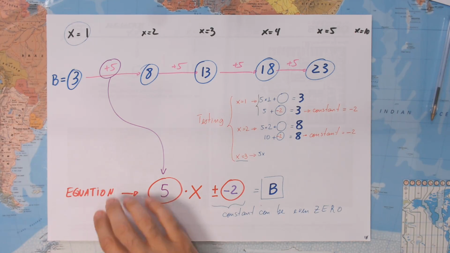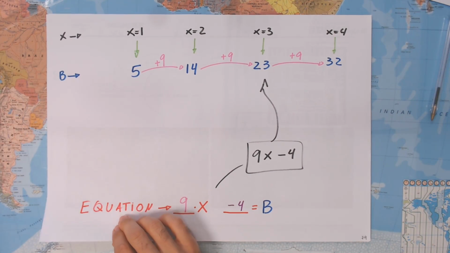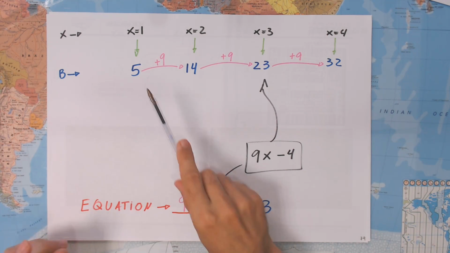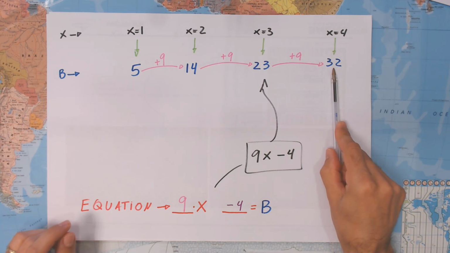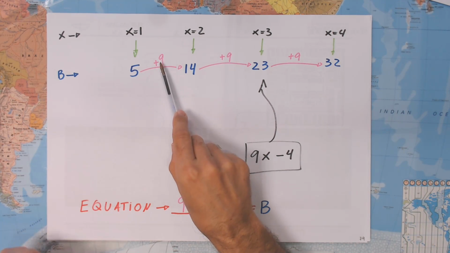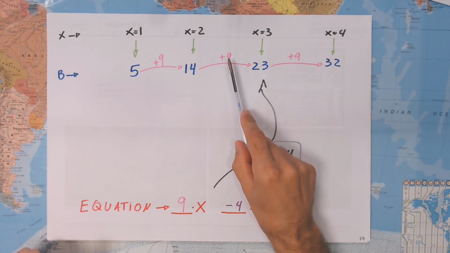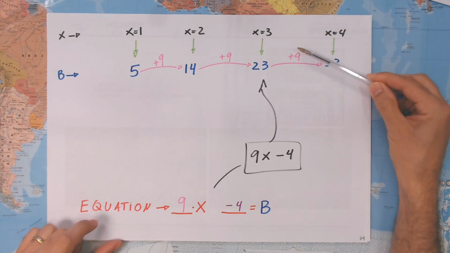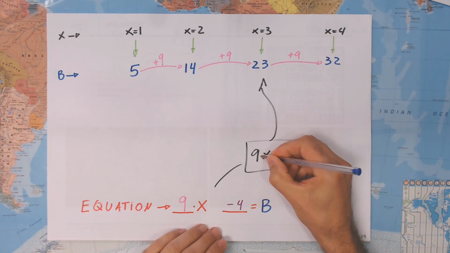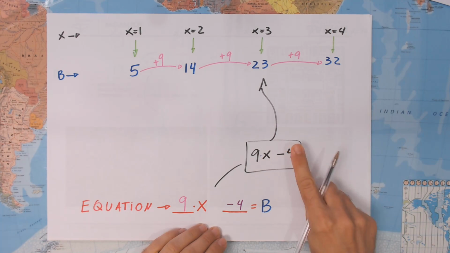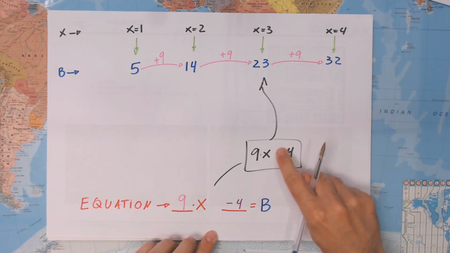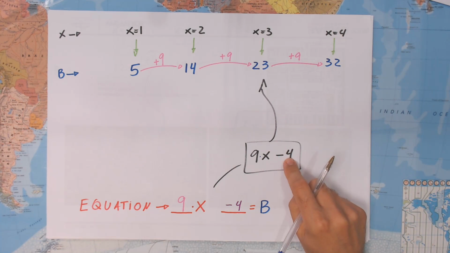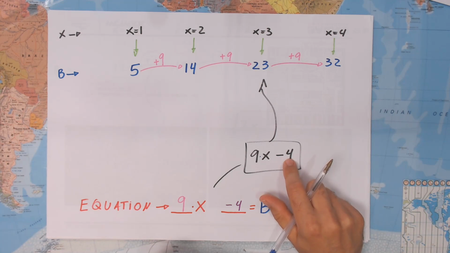I'm just going to do one more exercise. For instance, this one. We have the sequence 5, 14, 23, 32. We have acknowledged that the plus 9 is a common difference between each term, and that 9 goes along with the x. Now we just have to find out this number in here.